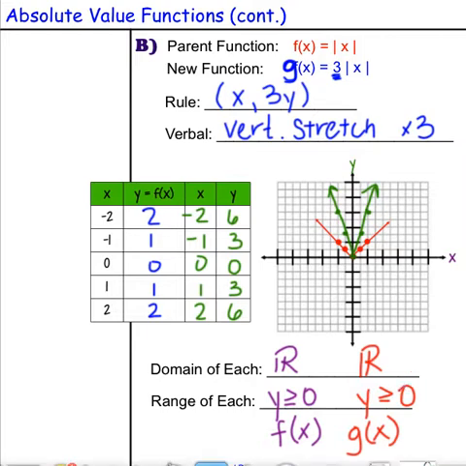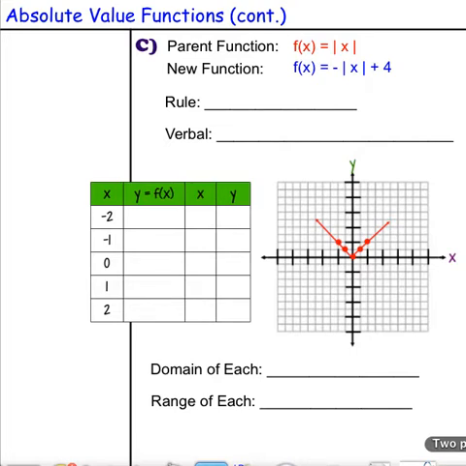Let's try another example. And we have here now, same thing, I've graphed the parent function already. I see here, as I fill in my table, that I have 2 different transformations going on here. One of them is referenced by this negative sign, and the other one by this +4.